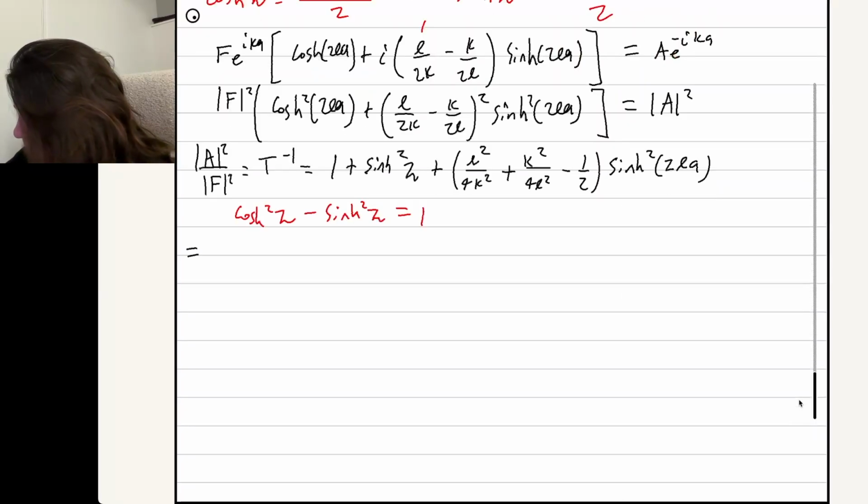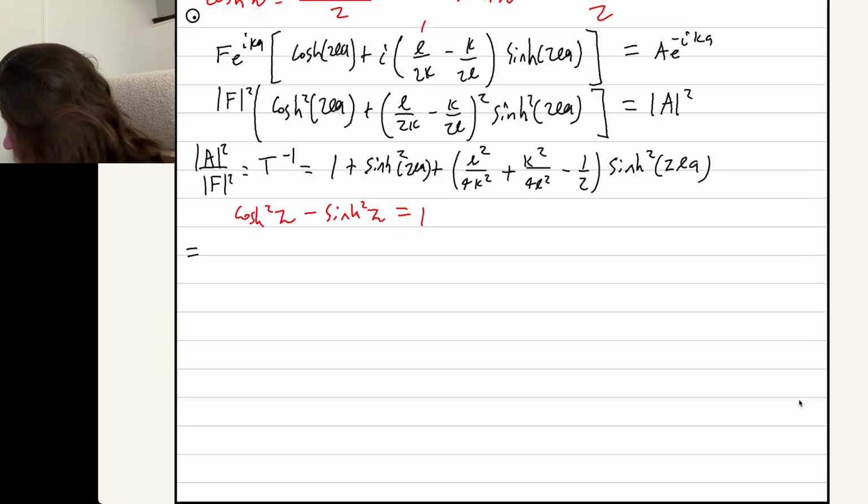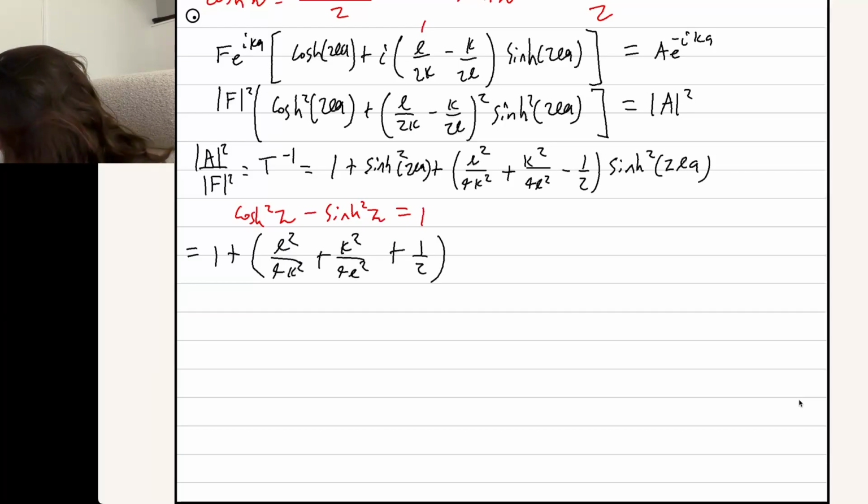And again, I'm doing this thing where I shouldn't be writing z like a fool. It's late. We're going to move that positive sinh squared of 2LA into this term, which involves them as well, for simplification purposes. So now we're going to have L squared over 4k squared plus k squared over 4L squared plus a half, right?